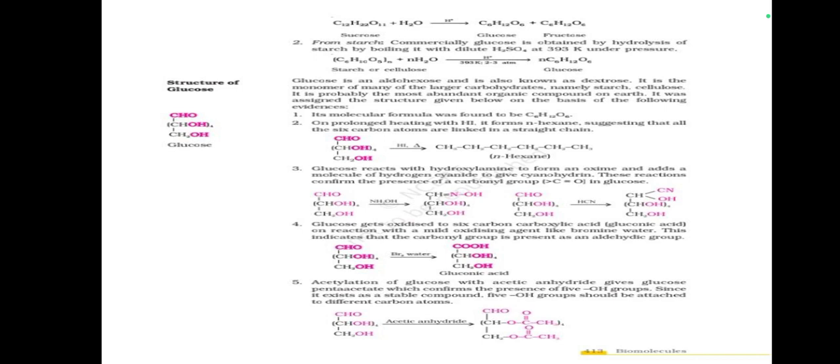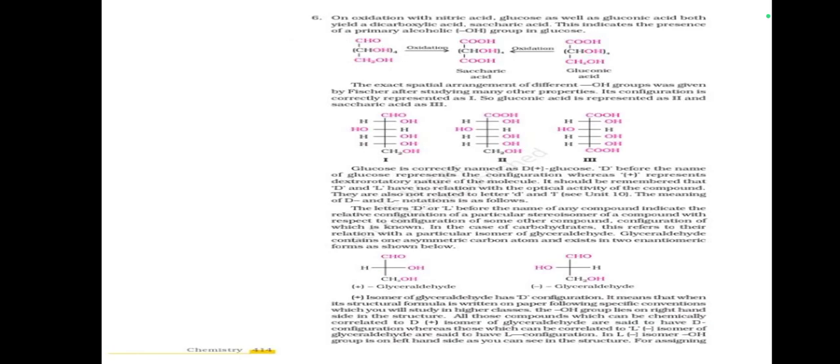Acetylation of glucose with acetic anhydride gives glucose pentaacetate, which indicates the presence of 5 OH groups. Since it exists as a stable compound, the 5 OH groups should be attached to different carbon atoms. On oxidation with nitric acid, glucose as well as gluconic acid both yield a dicarboxylic acid, saccharic acid. This indicates the presence of a primary alcoholic group in glucose.